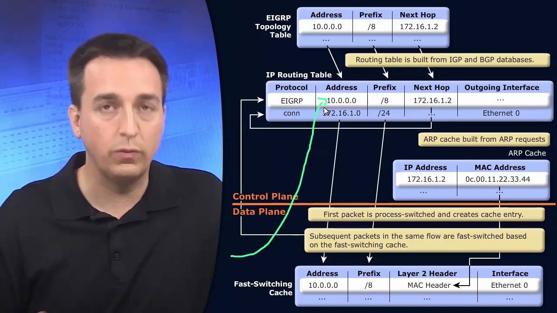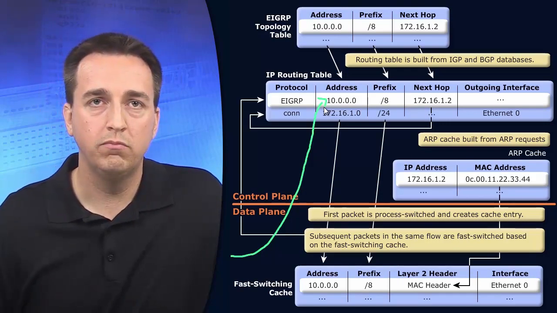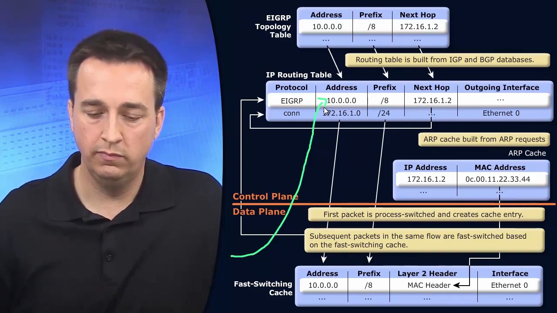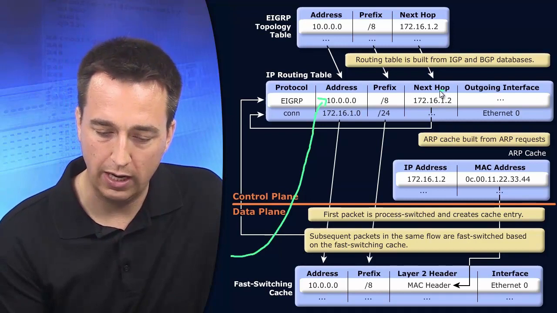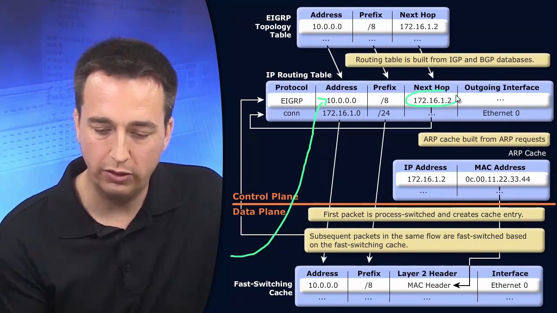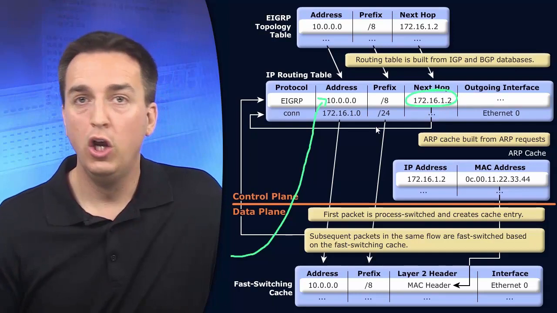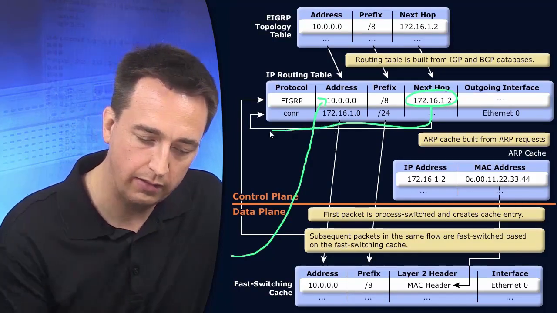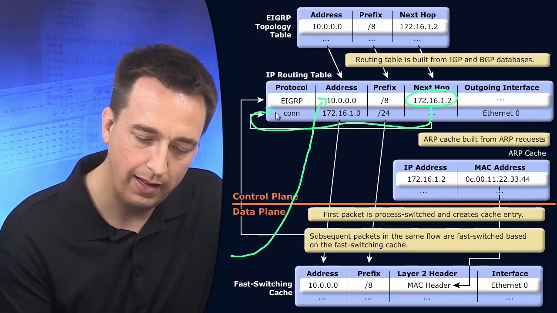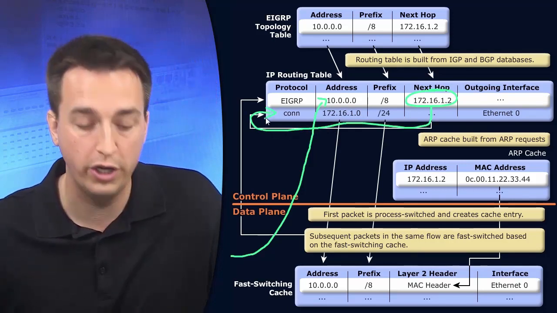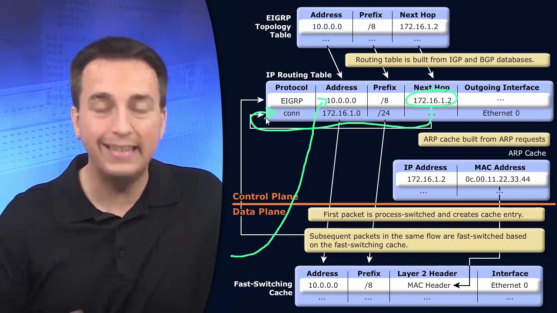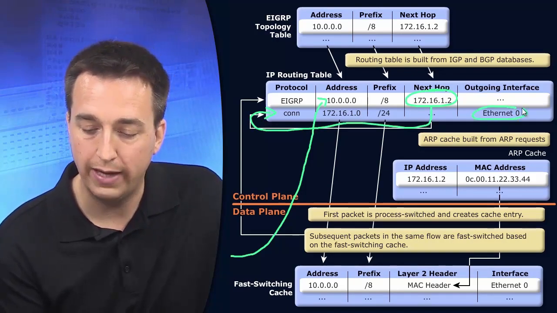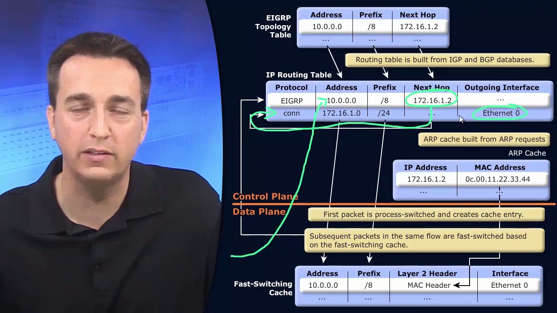So in this case, the routing table lookup says, this is the best, the longest match I have. And you are going to use a next hop IP address of 172.16.1.2 to get there. So the recursive lookup happens now, and the recursive lookup states that we need to find out how to get to 172.16.1.2. And we can see that it is directly connected out our Ethernet 0 interface.